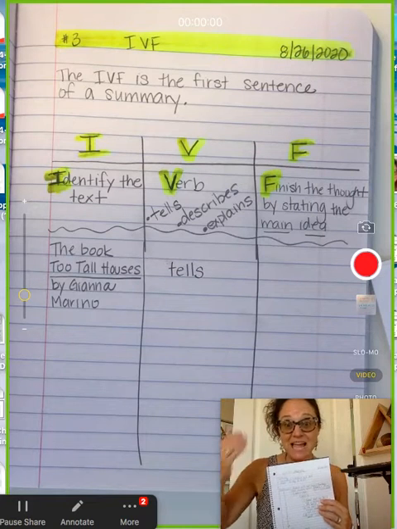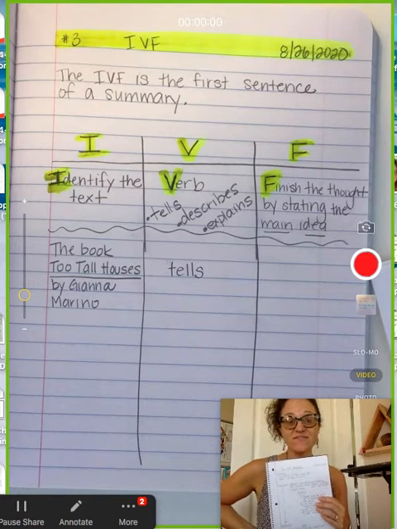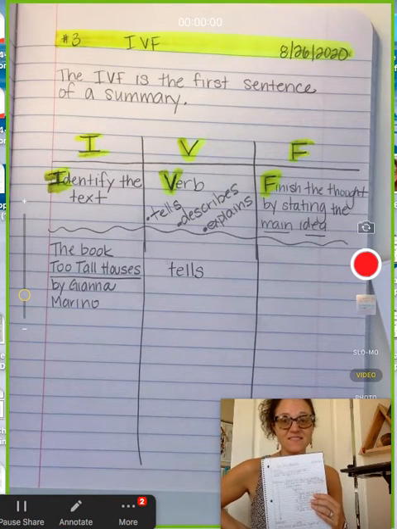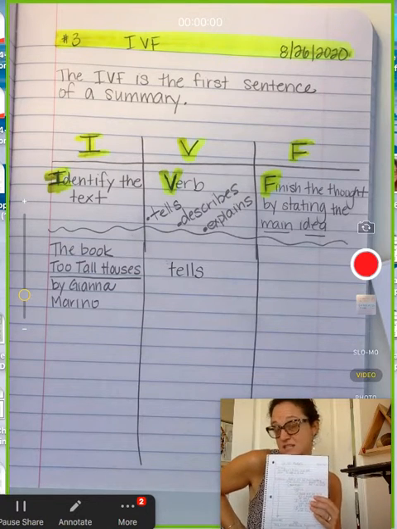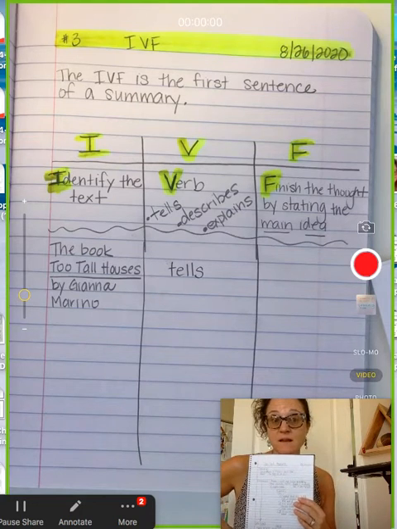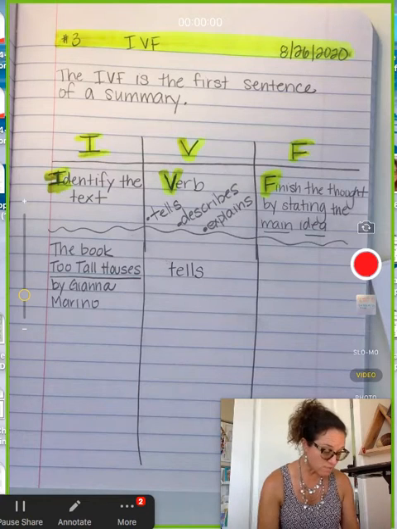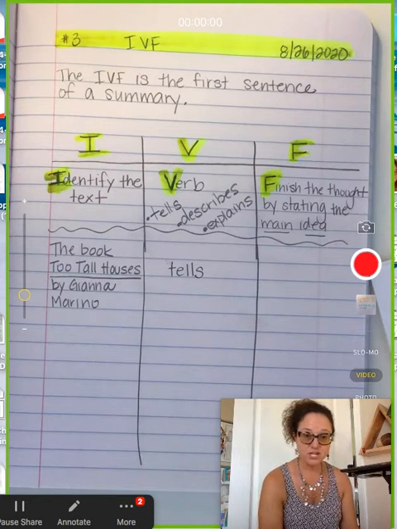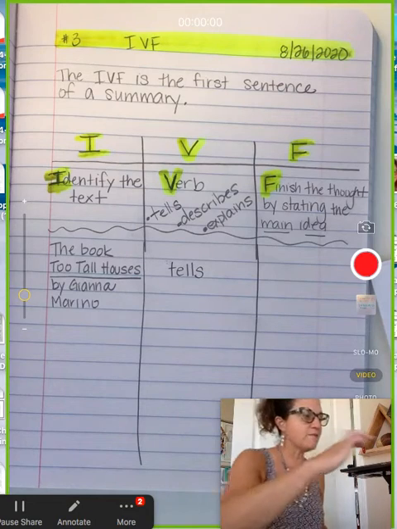I wasn't even thinking that, but I'm saying the word together. Yeah, Khalil? It's better to work together. Yeah. So would you think that this is a story about working together? Yes. Okay, maybe we should put something like that. So the book, Two Tall Houses by Gianna Marino, tells, and we're going to say, a story of working together.